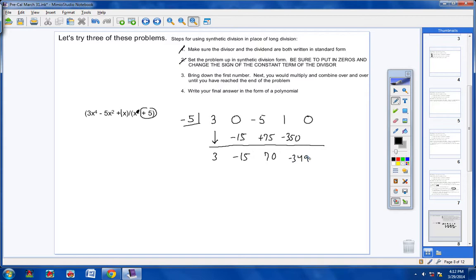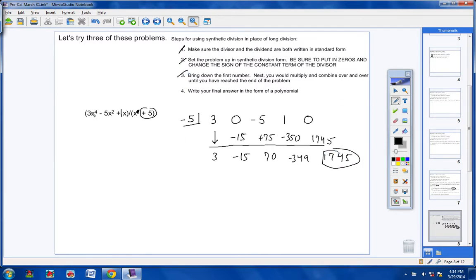Let me grab my calculator real quick. Negative 349 times 5 would be negative, no, it'd be a positive, positive 1,745. And then combine those two numbers and you will get 1,700 and, let me fix that real quick guys, 1,475. Okay, so step 3 is done, guys, and now we realize we do have a remainder right here.